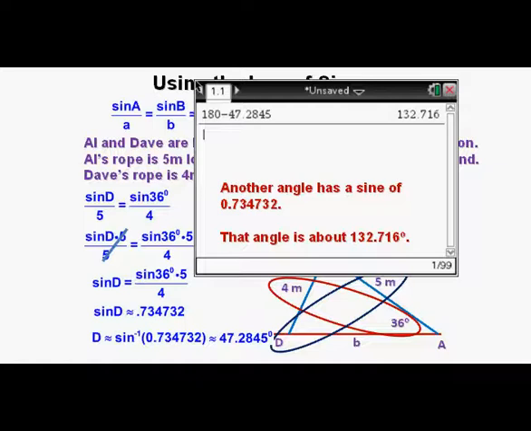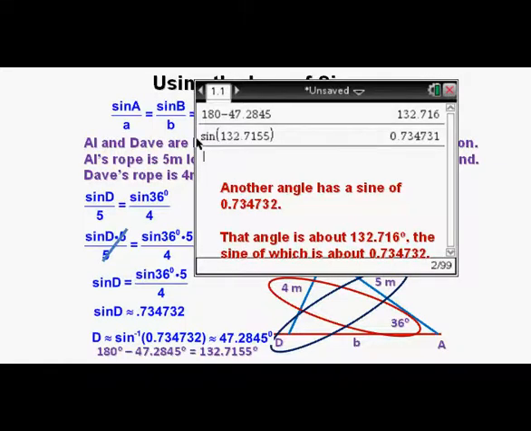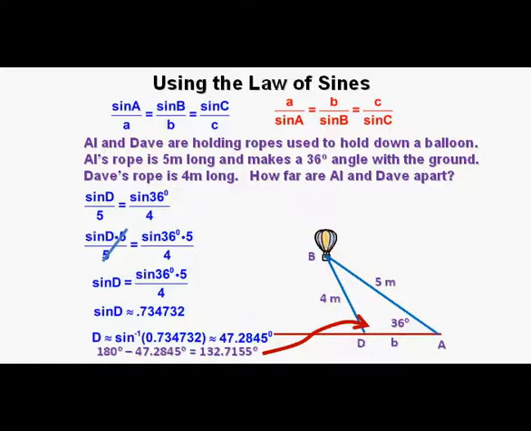And here's the sine of 132.716 degrees, which is very close to .734732. Here's what the drawing would look like. But this drawing that we're showing now doesn't really make sense, in that you would not have two ropes holding down a balloon on the same side of that balloon.